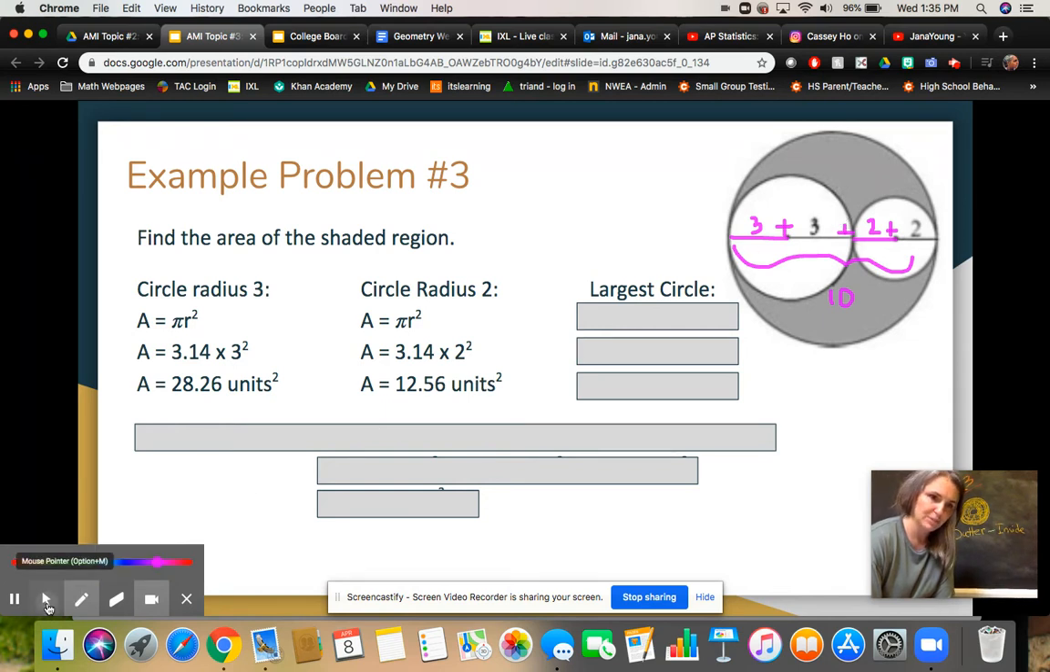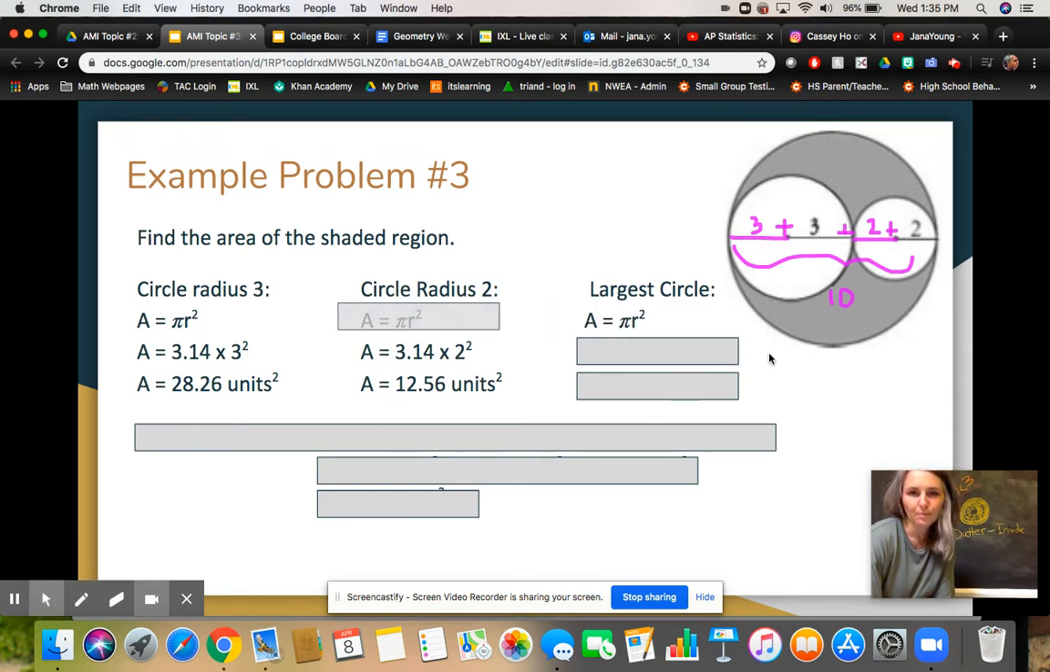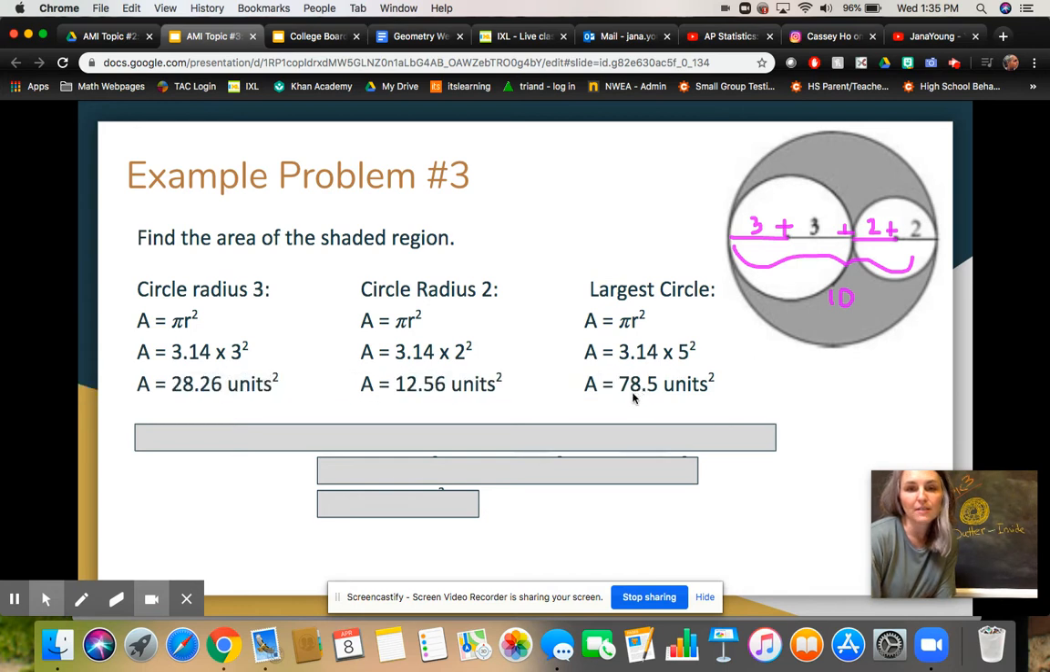Okay, so pi r squared, pi times 5 squared, is 78.5. I'm just going to check it in my head. 25 times 3 is 75. 78 makes sense to me, because it's a little more than 3, so it'd be a little more than 75. All right, so now what do I do? I take the big circle, and I subtract a little circle, and the other little circle, and that's going to give me that shaded region area.